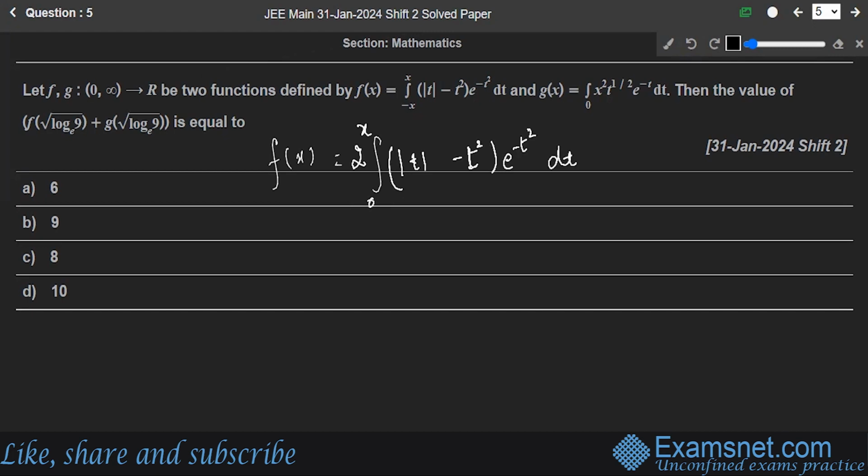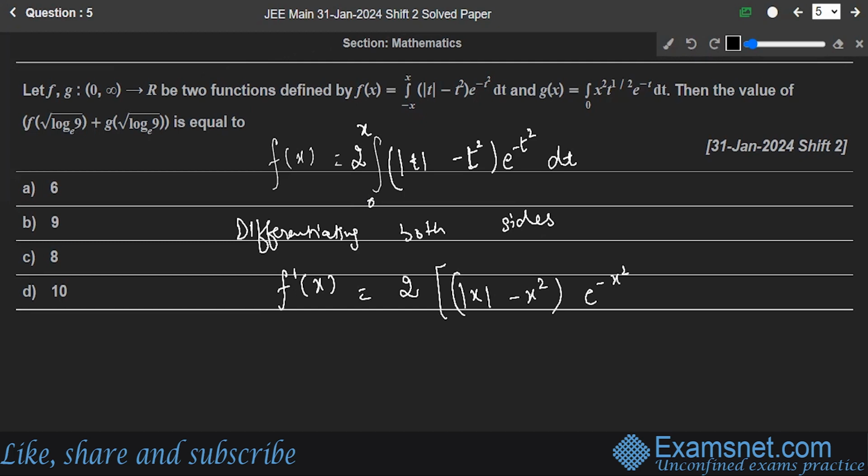So let's do one thing. I'll differentiate both the sides. On differentiating both sides, you will get f dash x is equal to twice of this, which will be given by mod of x, minus x square, whole under the bracket, e raised to power minus x square. Not dx, it will be there.